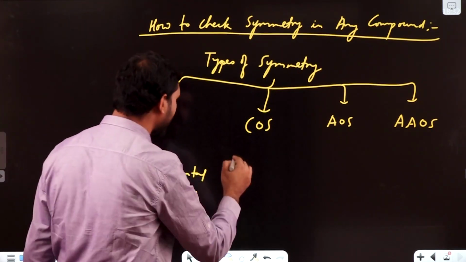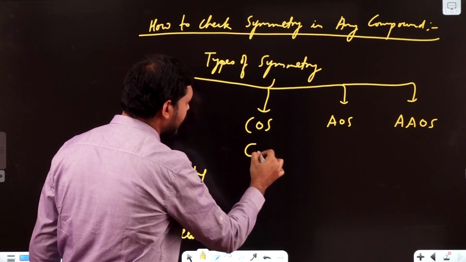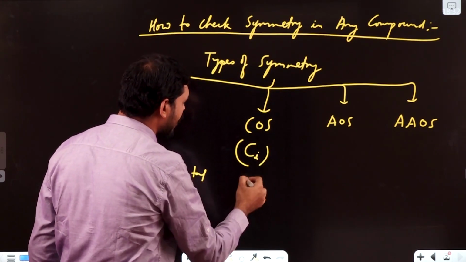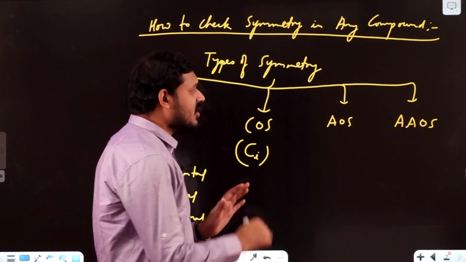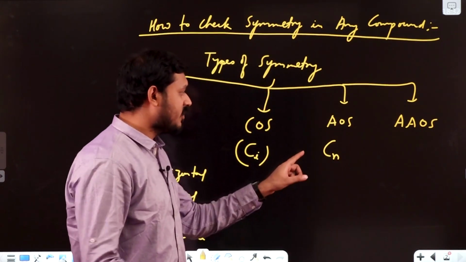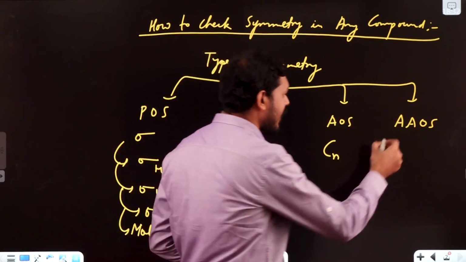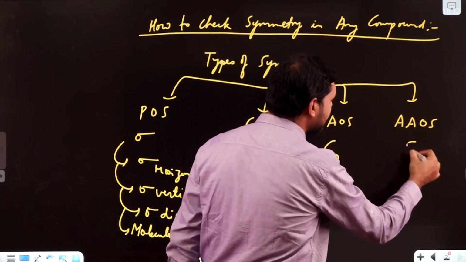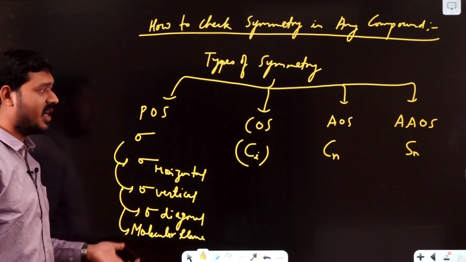Now let's say center of symmetry. Center of symmetry is represented by Ci, or it is also called center of inversion. Now when I say axis of symmetry, it is represented by Cn. N is for angle. We'll discuss it. And when I say alternate axis of symmetry, it is represented by Sn. So just note it down.